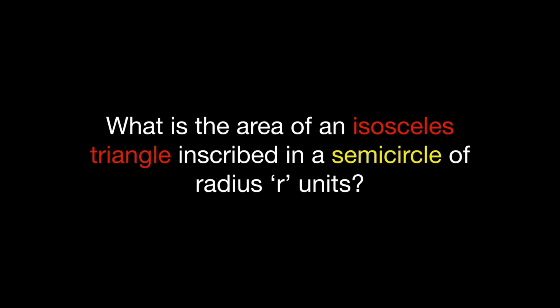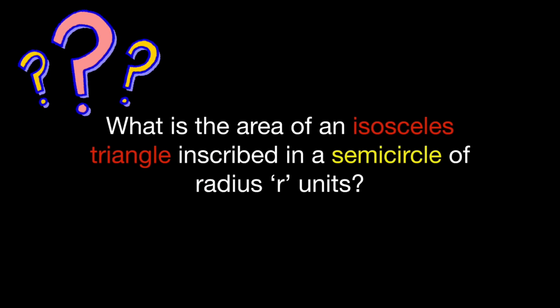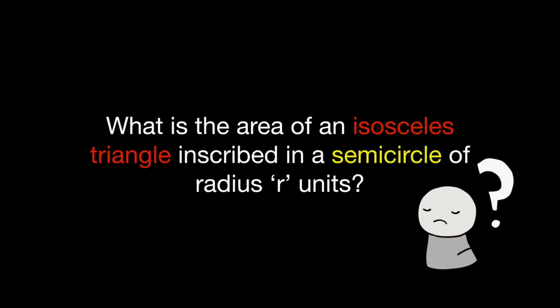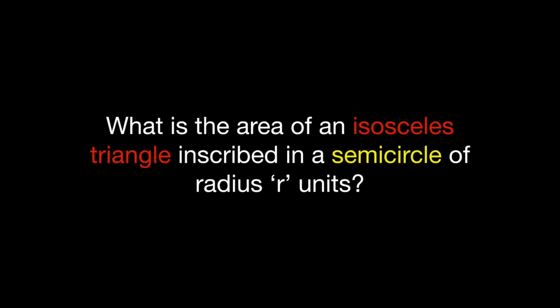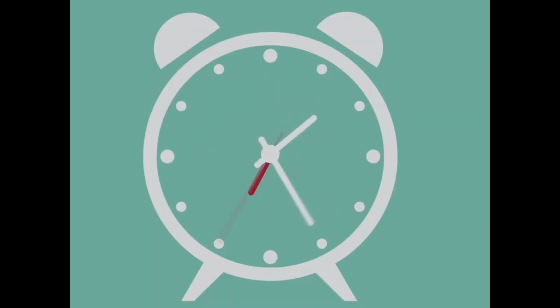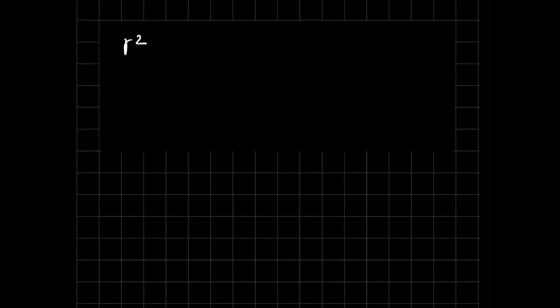So now I ask you a question. What is the area of an isosceles triangle inscribed in a semicircle of radius r units? Think about it. The answer is r square.